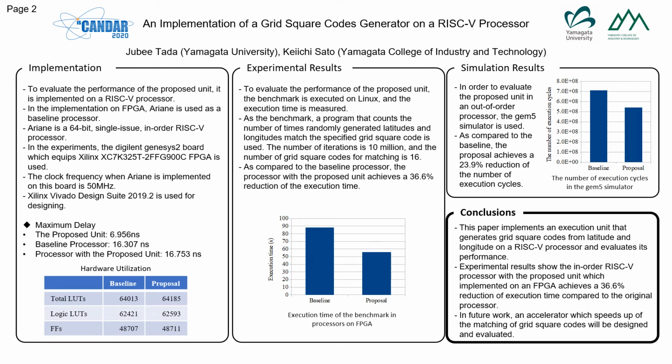This paper implements an execution unit that generates grid square codes from latitude and longitude on a RISC-V processor and evaluates its performance. Experimental results show the in-order RISC-V processor with the proposed unit, which is implemented on an FPGA, achieves a 36.6% reduction of execution time compared to the original processor. In future work, an accelerator which speeds up the matching of grid square codes will be designed and evaluated.